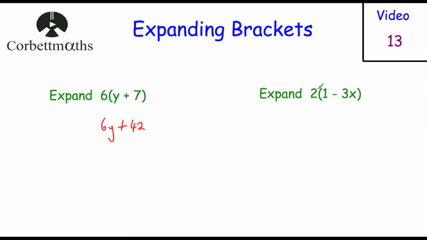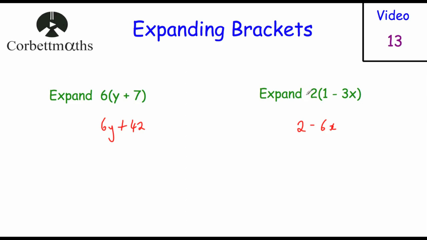Okay, now next one, we've got 2 bracket 1 minus 3x. So we're going to multiply what's inside by 2. So 1 times 2 is 2. And then we've got a minus sign, so minus. And then we're going to do 2 times 3x is 6x. So our answer would be 2 minus 6x, just like that.